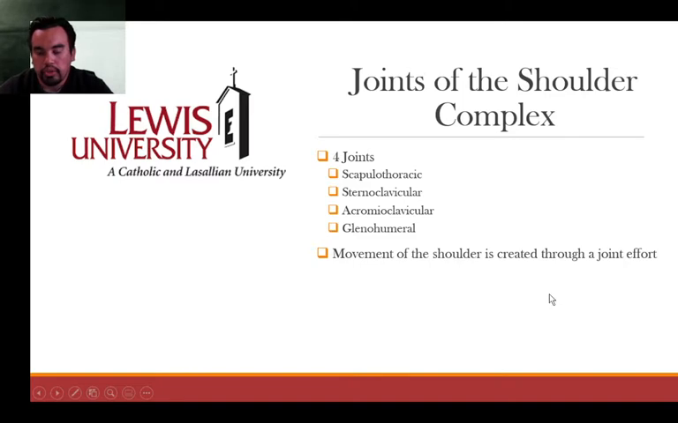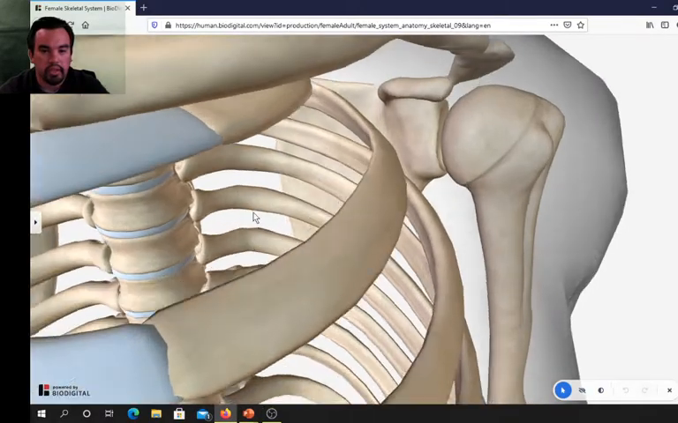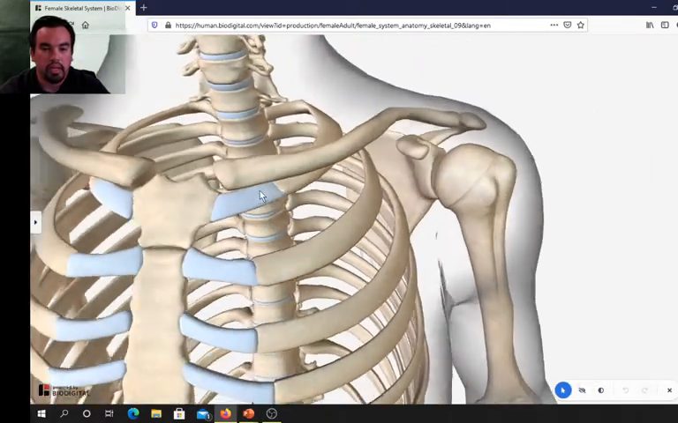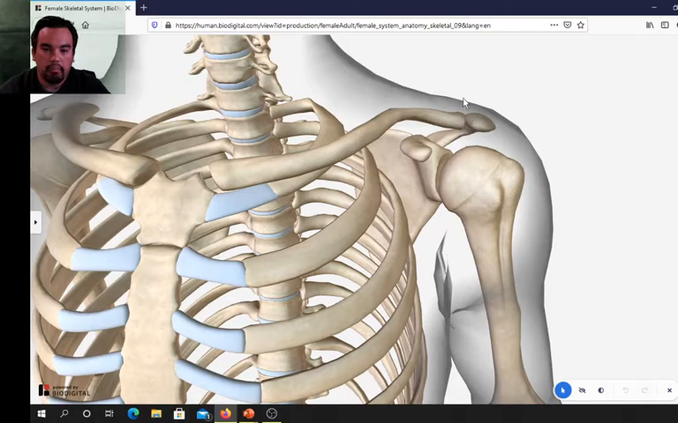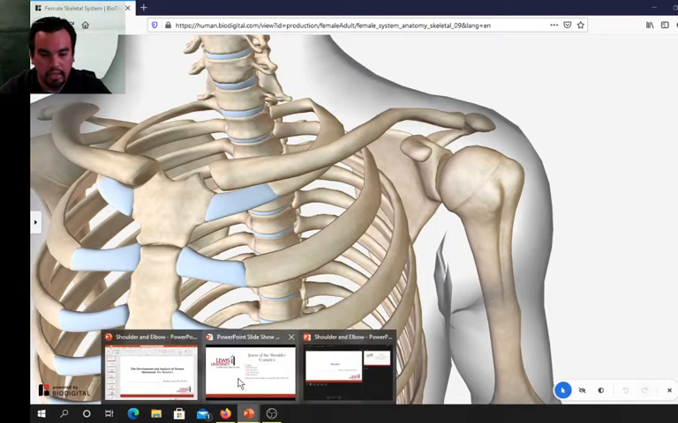Movement of the shoulder is created through a joint effort of all of these. So as one joint moves, the other does. You can really see that if you think of levers, right? You think of a lever system. If I move this up, right? If we think of our concave convex rule, what's going to happen down here? This is going to move down, right? Up, this moves down as this moves, and vice versa. As this depresses, this elevates. And then that'll change the articulation here. So you can kind of see that concave convex rule in live action right there.